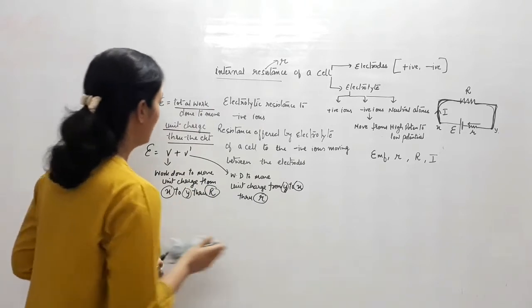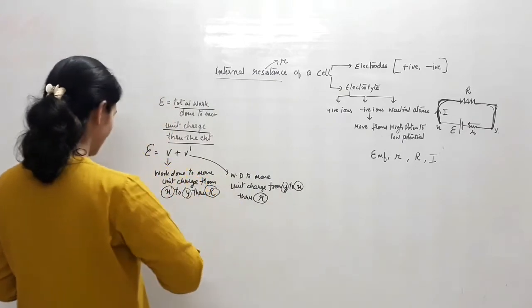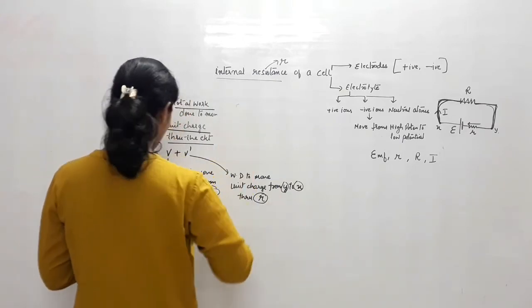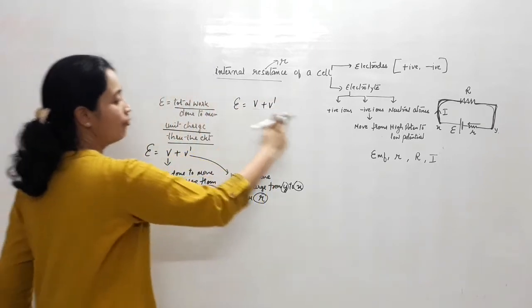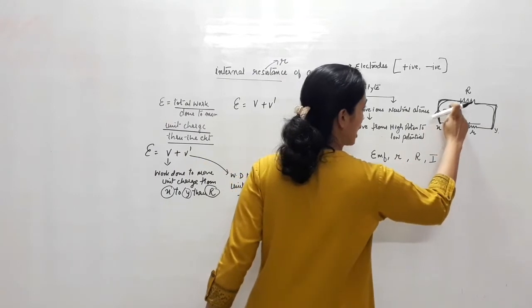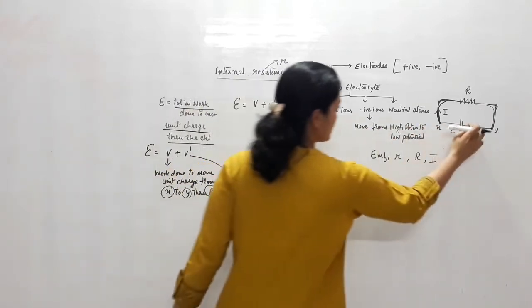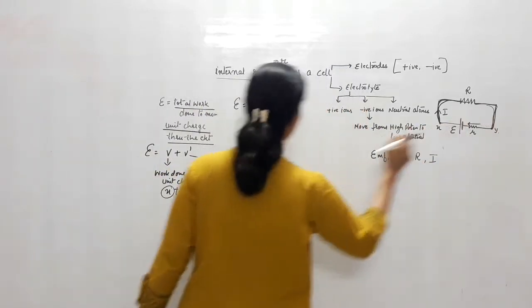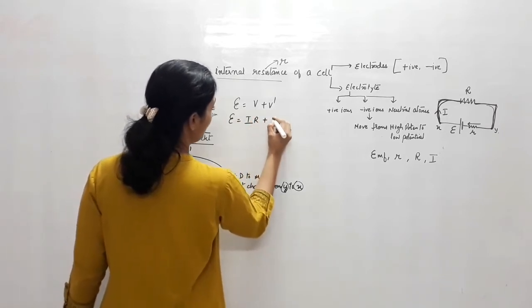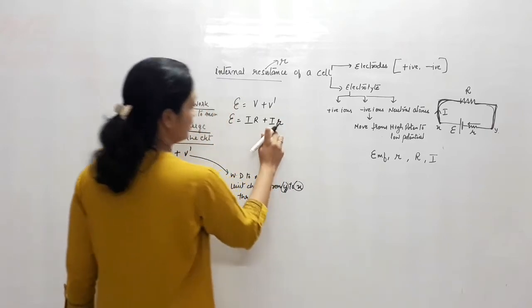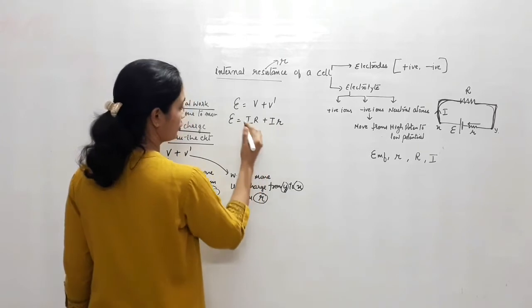So overall, I can write this as E is equal to V plus V dash. What is V? Work done in carrying the charge through capital R, that is external resistance, and small v dash is the work done in carrying the charge through the small resistance, internal resistance. This can be written, according to Ohm's law, as capital IR plus Ir, the current is the same. It is the work done in carrying the charge through the internal resistance of the cell, or through the cell.